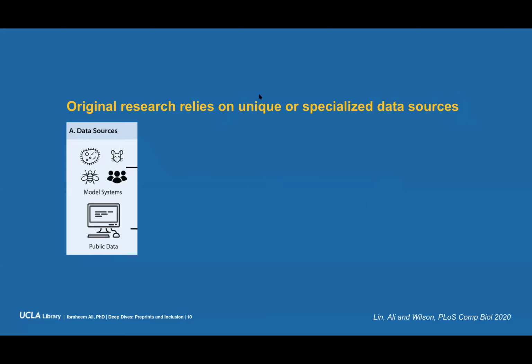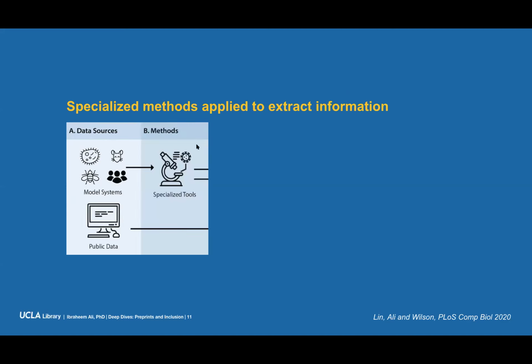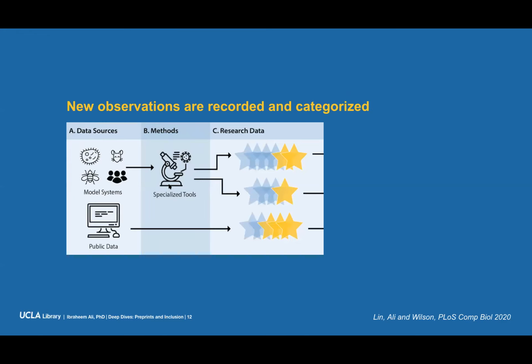So as many of us know, original research relies on unique or specialized data sources. In biological and biomedical labs, they often use model systems to extrapolate information that applies to health and medicine today. They have mouse lines. Some folks are familiar with fly and nematode research, single cell organisms, and often some research labs will use public data. And ultimately, research labs will apply specific methods or specialized tools on these model systems to extract research data.